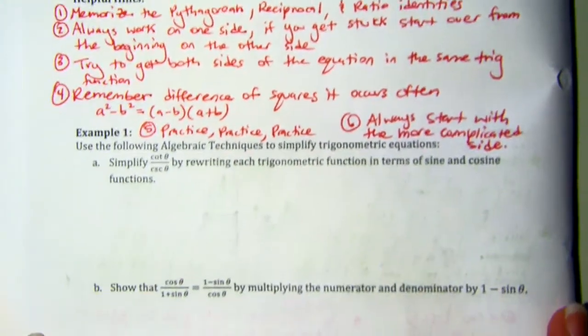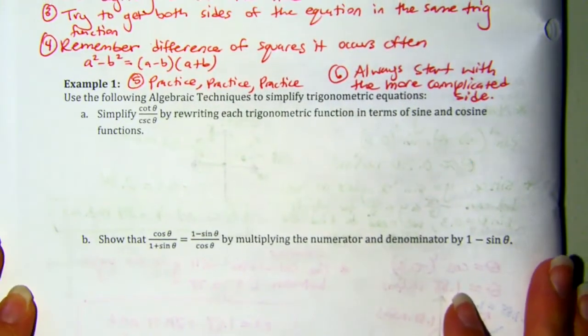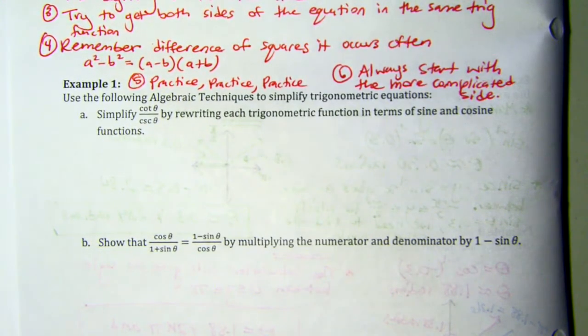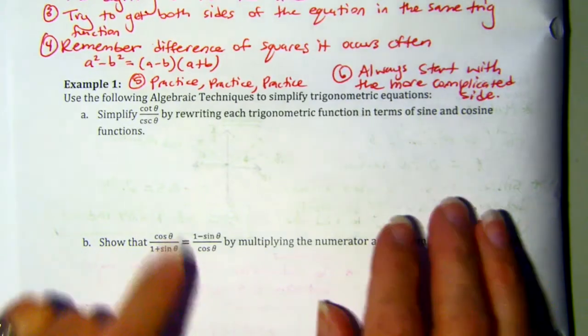So let's dive into an example. Example 1. Use the following algebraic techniques to simplify trigonometric equations. So part A. Part A says to simplify cotangent of theta divided by the cosecant of theta by rewriting each trigonometric function in terms of sine and cosine.